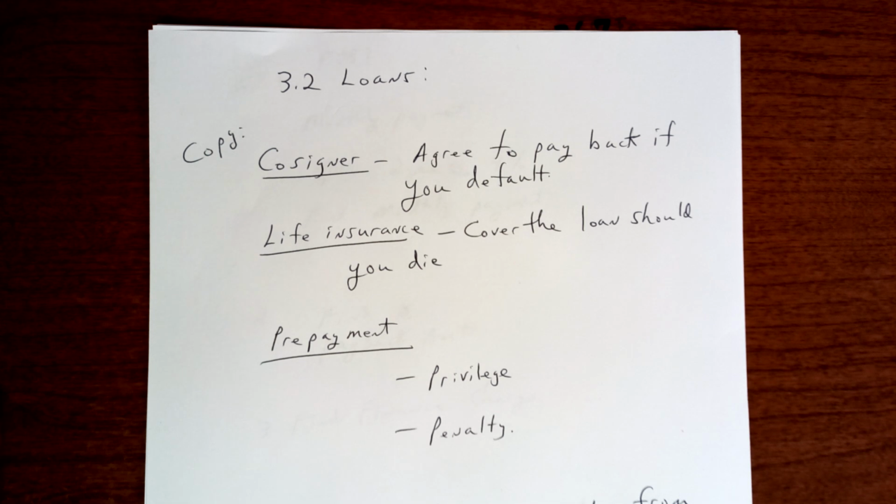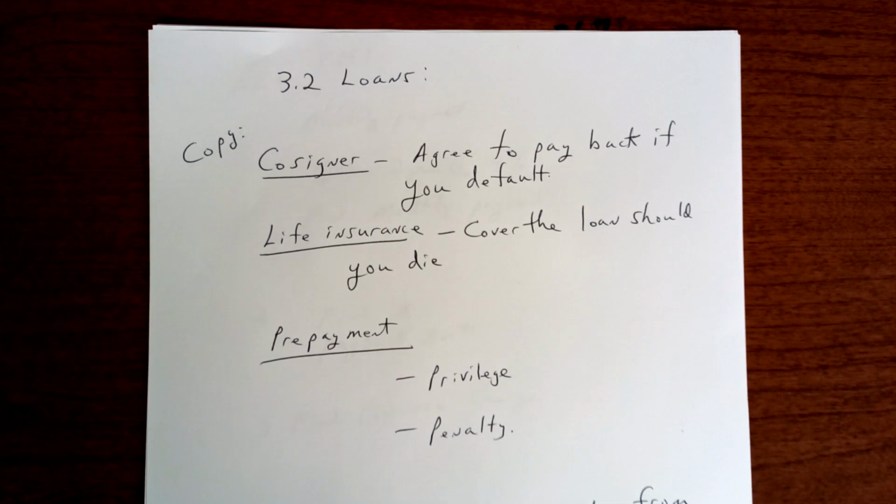Let's take a look. We're going into 3.2. Who is a cosigner? A cosigner is someone that agrees to pay the money back in case you default. Life insurance: if you die before the loan is paid off, they can recover the money from your life insurance policy.